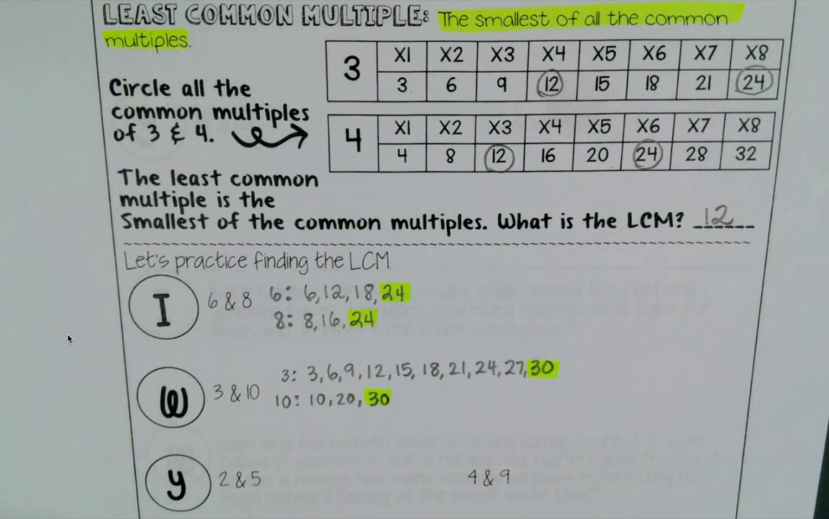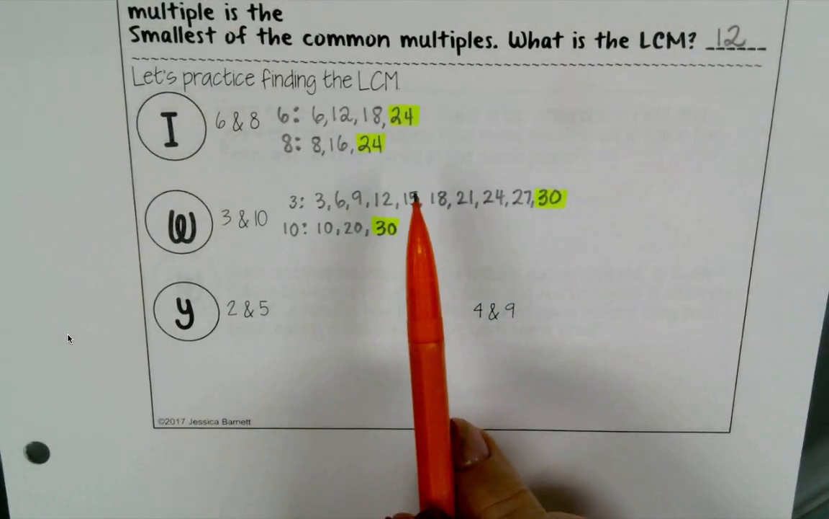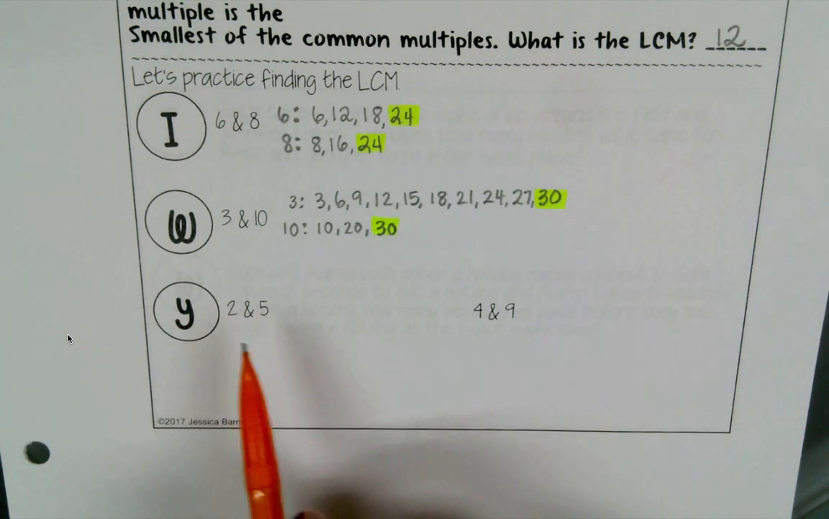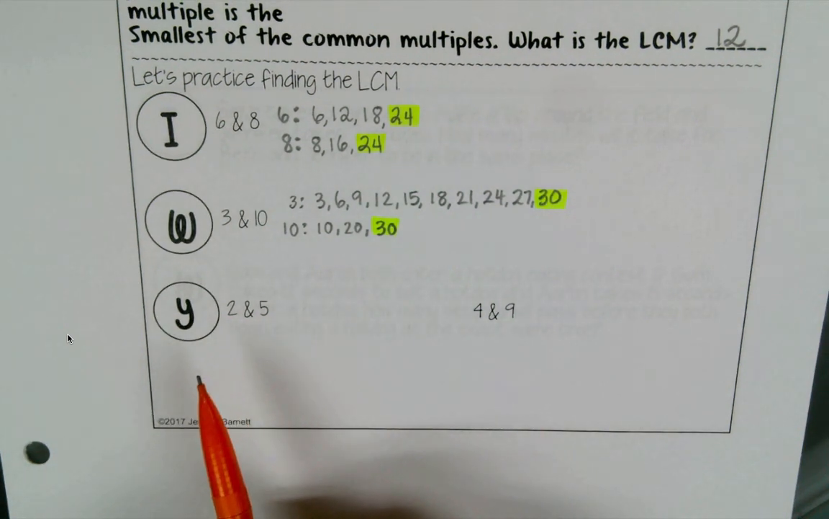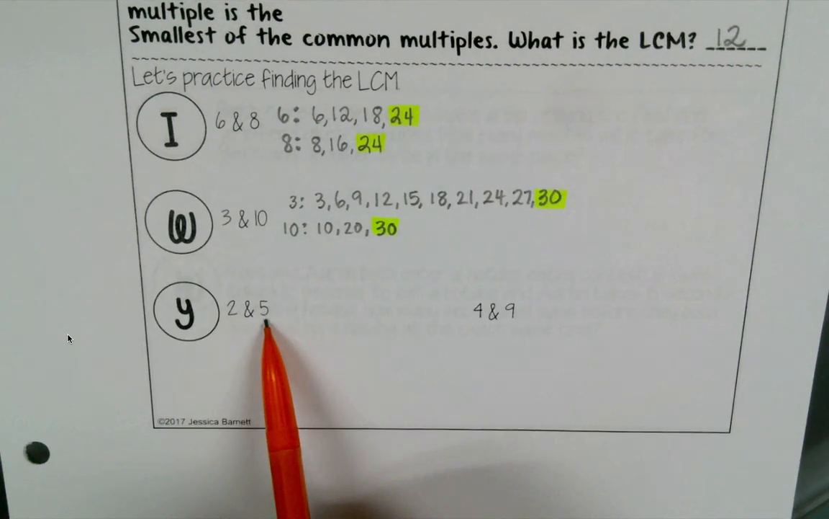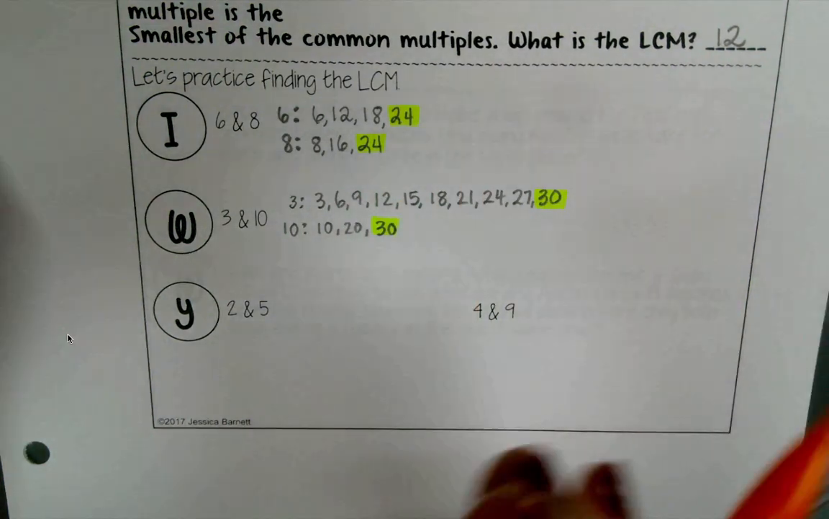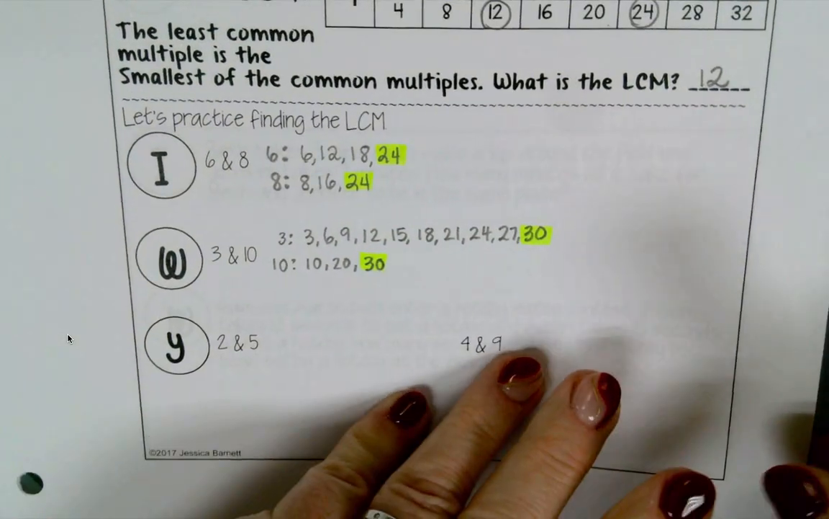And here's two you do's. You're going to do these two on your own, just like I modeled with my I do and my we do. So if you are not with me and you need to do these, or if you're doing them in class, you need to do the least common multiple of 2 and 5, and then 4 and 9, just like I modeled it here. Okay? Go to the next page.